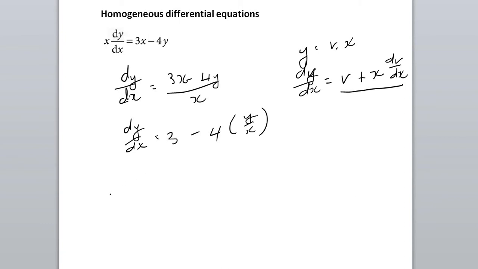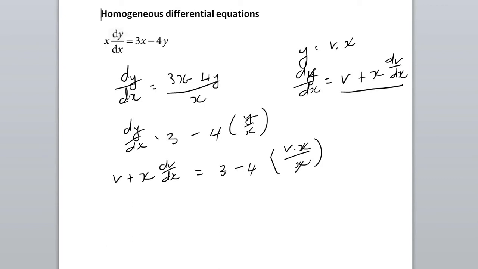So I'm going to replace dy dx with this here. So we can replace dy dx with v plus x dv dx is equal to 3 minus 4, and instead of y, I'm going to have vx. So again, I have v times x over x, and x divided by x is 1, so I have 3 minus 4v. So if I want to put all my v's on the right hand side, I'm going to subtract a v on both sides, so therefore 3 minus 5v. Because it was minus 4v, minus another v is minus 5v.